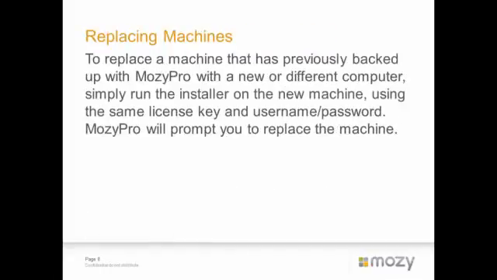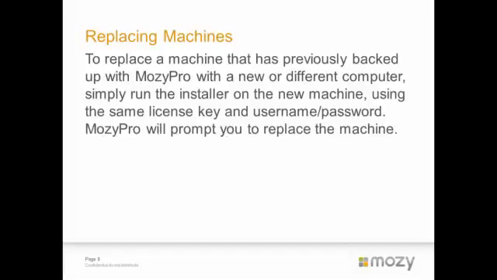So to look into what we're going to cover today, replacing the machines. To replace a machine that has previously backed up to Mozy Pro with a new or different computer, you simply run the installer on the new machine. So you download the software to a new machine using the same license key and username and password that you would have used on the previous machine. You will be prompted to replace the machine.